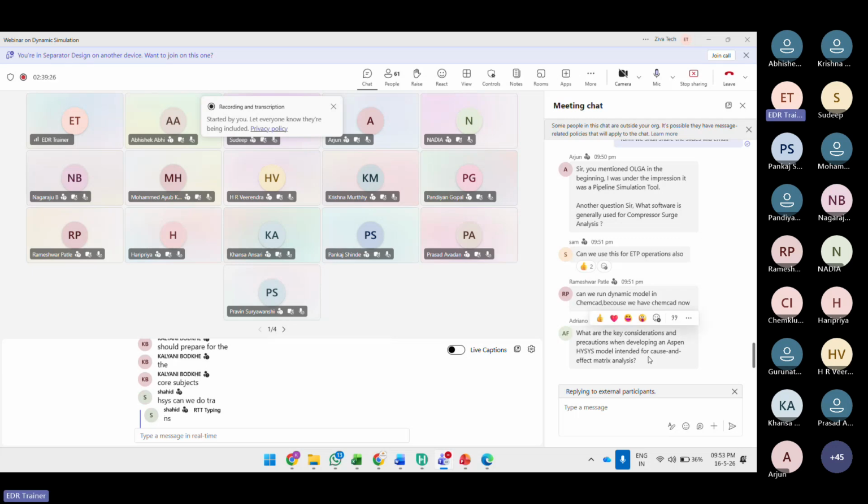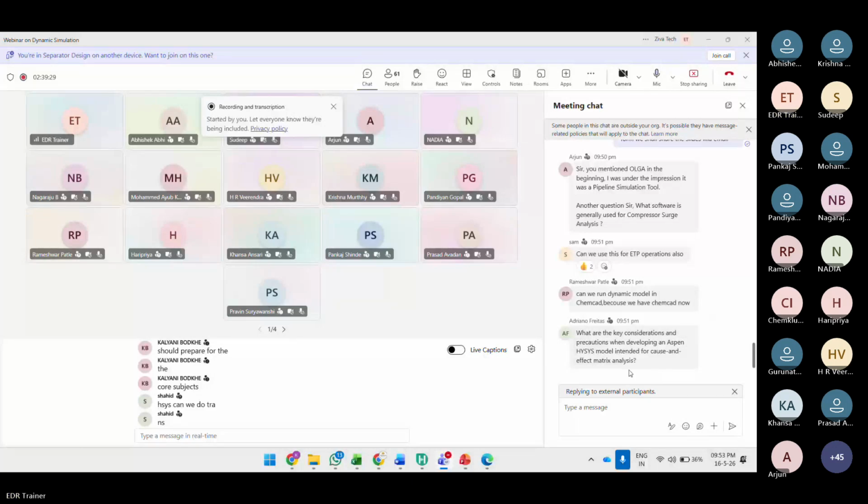Aspen ISIS model intent for cause and effect metric analysis. Yeah, definitely. So that is yeah, that is important. I'll say that is an important aspect of doing the dynamic simulation.